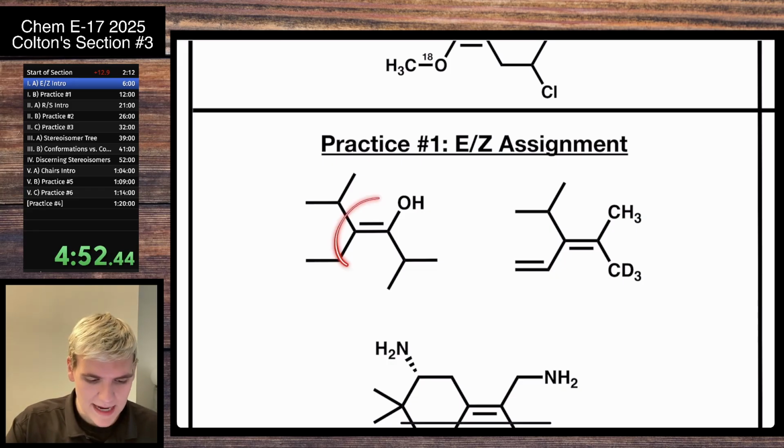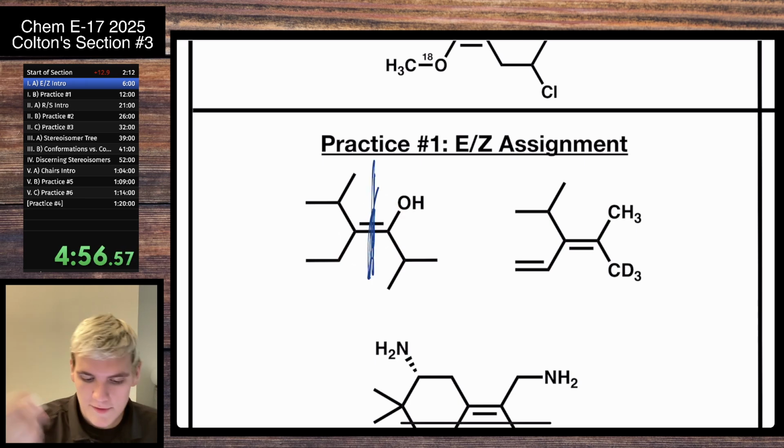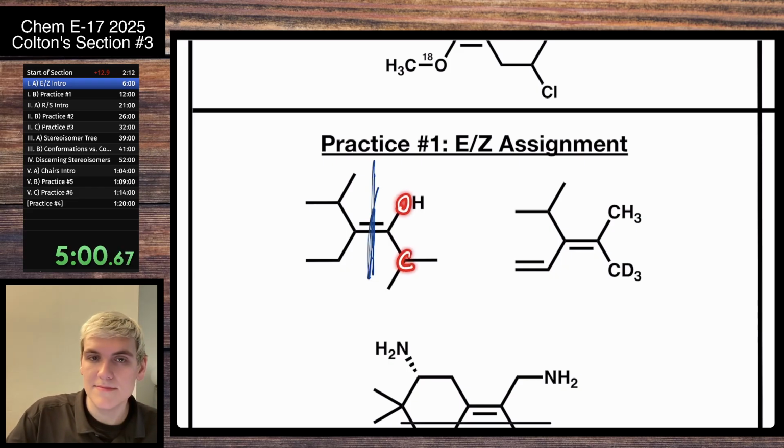So if we take this alkene and we split it perpendicularly into left and right side, if we look at the right side, on the top we have an oxygen, on the bottom we have a carbon. And so if we go with the rule that the bigger atomic number wins, we already have a winner. So this oxygen up top wins.